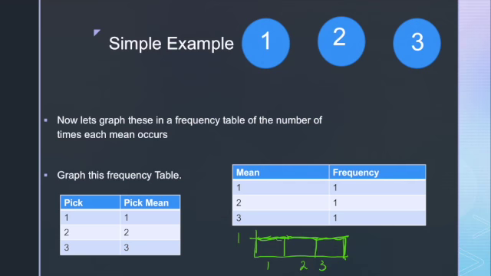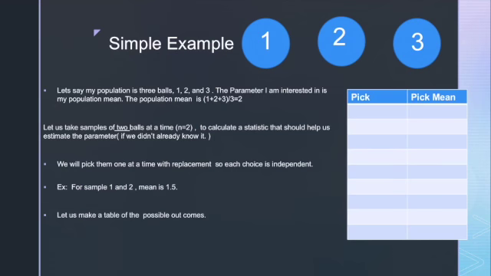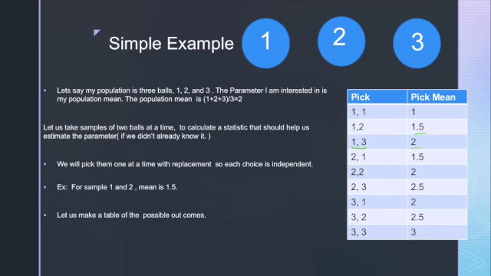Well, let's try this again by taking samples of size 2, right? So, for example, if I pick 1 and 1, the mean is 1. 1 and 2, the mean is 1.5. 1 and 3, the mean is 2. So I've made a list of all my possible pick outcomes, and I'm picking them with replacement. Like, I could pick 1, put it back into the bag, and pick 2. And here I have all of our possible means.